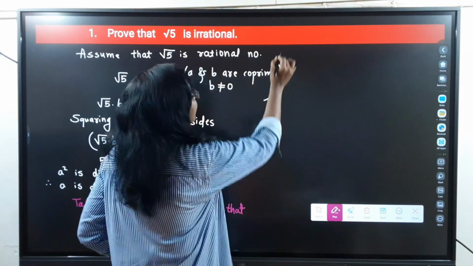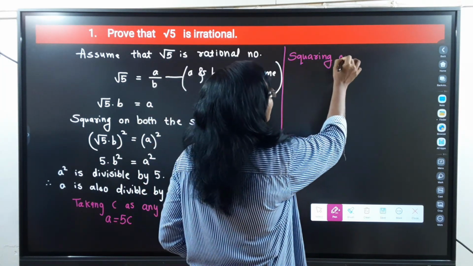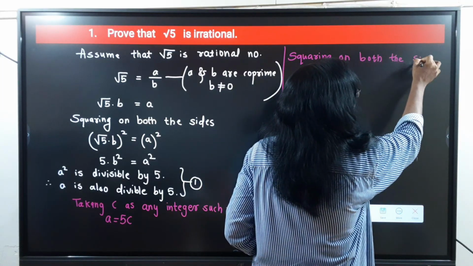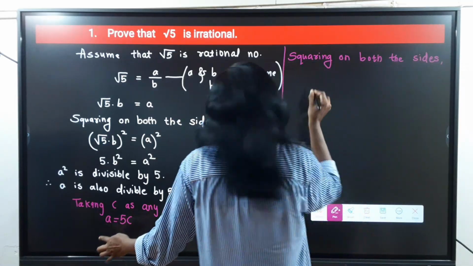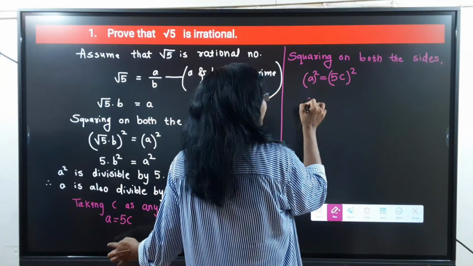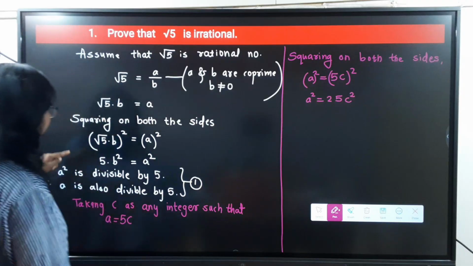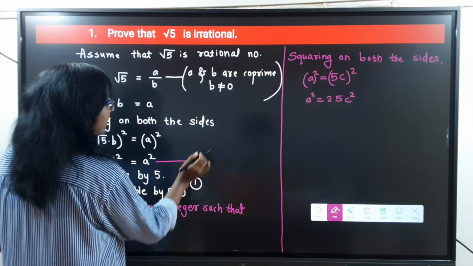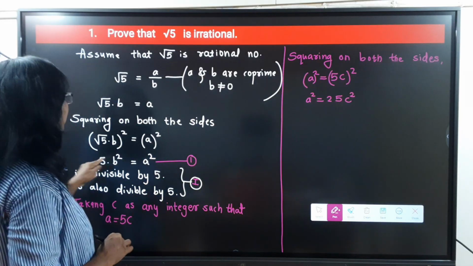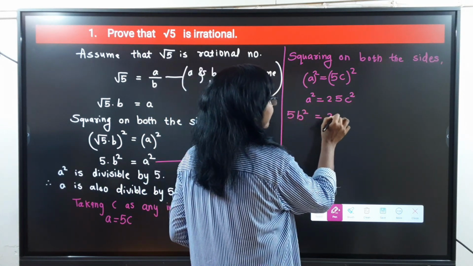Now the next part is squaring on both the sides. So a square is equal to 5c whole bracket squared. So a square is equal to 25c square. But from the first statement, and from the equation a square is equal to 5b square, I write 5b square is equal to 25c square.